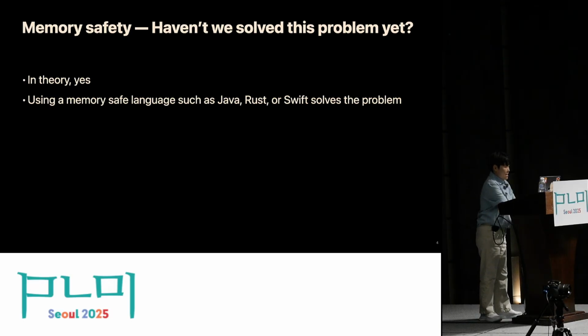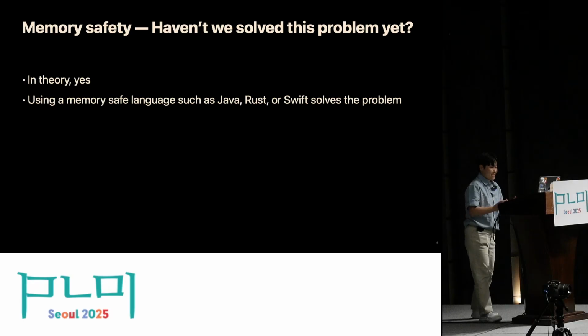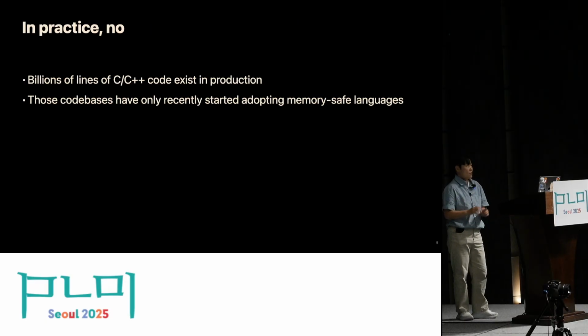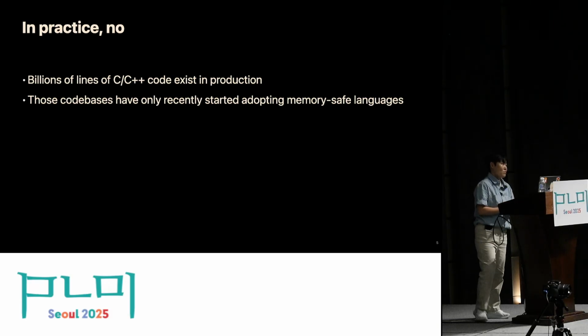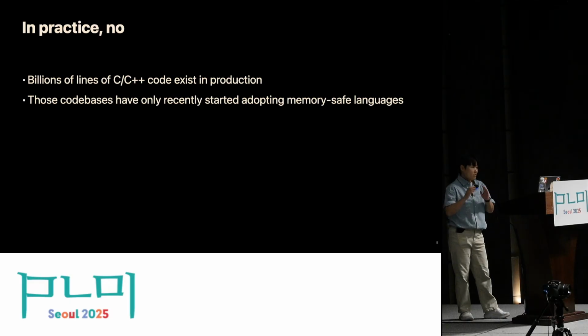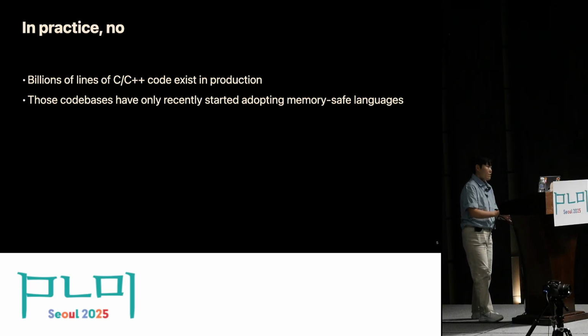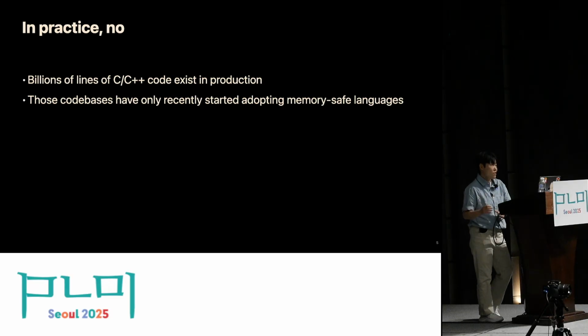In theory, yes, there are memory-safe languages, such as Java, Rust, and Swift. Using languages like these removes most of the memory safety issues. However, in practice, no, the problem hasn't been solved yet. The problem is that there are billions of lines of code in C and C++ in production, and only recently people have seriously started adopting memory-safe languages in some of those large code bases.